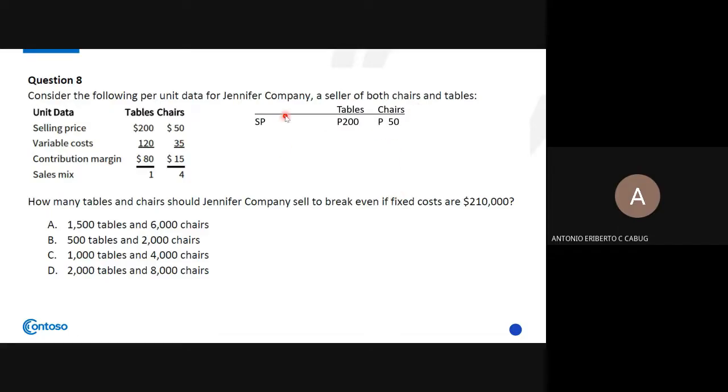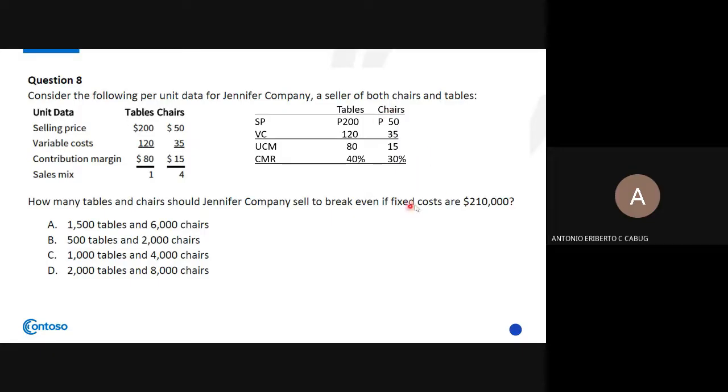Tables and chairs. So the selling prices are given. The variable costs are given. The unit CM are 80 and 15, respectively, given. Contribution margin, 80 over 200. Contribution margin ratio is 40% for tables. 15 over 50, it's 30% for chairs, no?